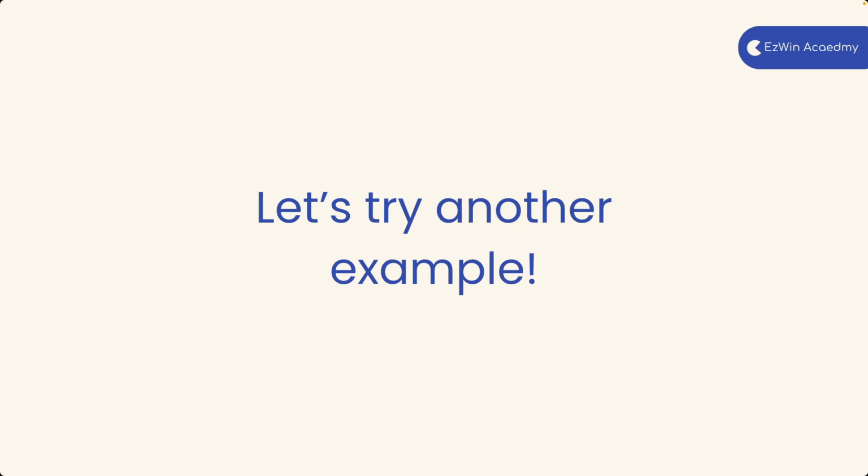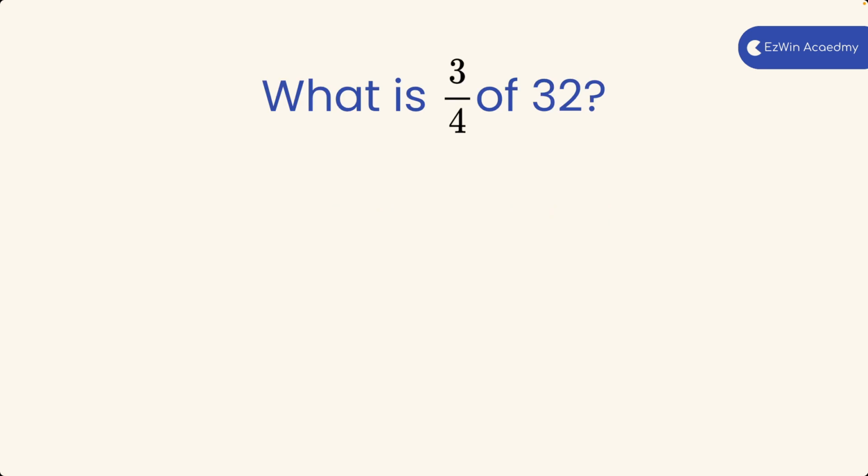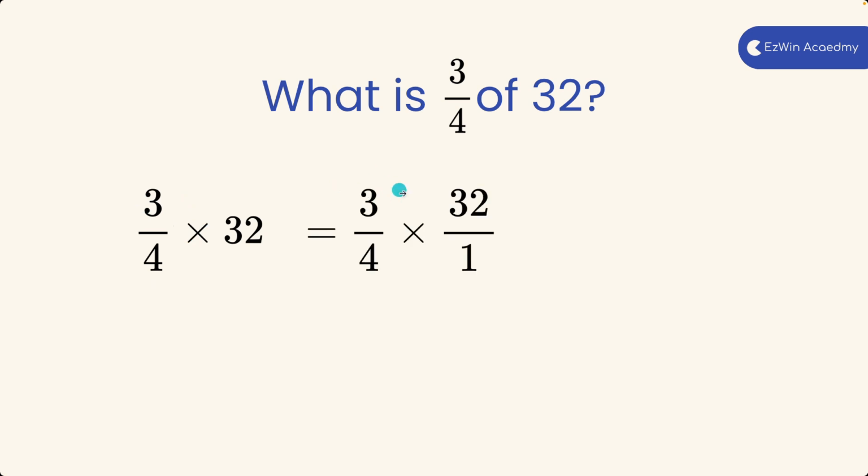So let's try another example. You can take out your paper and pencil or pen and write down the workings and the answer for this question: what is 3 out of 4, or 3/4, of 32? Once you're done, you can unpause the video to see if you got it right. Okay, so when you see the word "of", you can just switch it to the multiplication sign. So it's 3 out of 4 multiplied by 32. And 32 as a fraction will be 32 out of 1.